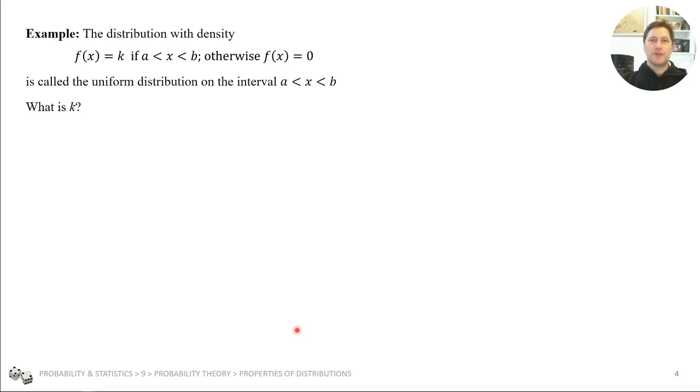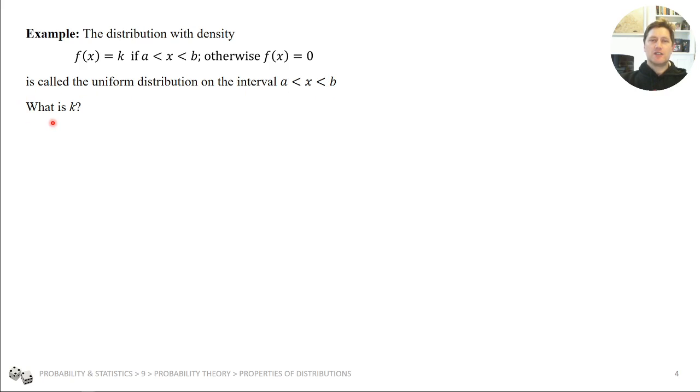Here's an example for the continuous case. We've got a function we've defined as a constant value k, so the probability density function is equal to a constant k in the interval where x is greater than a but less than b. Otherwise the probability density function f is equal to 0. This is called the uniform distribution in the interval x greater than a and less than b.